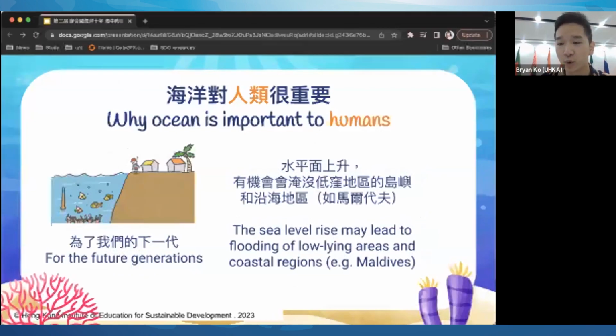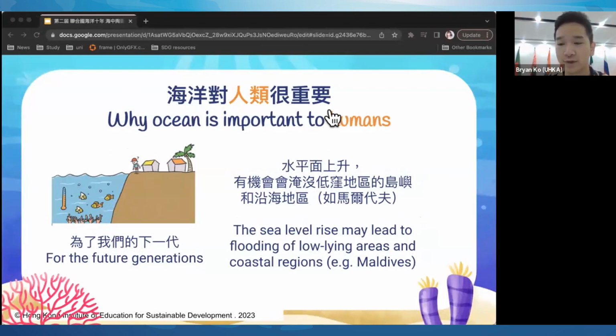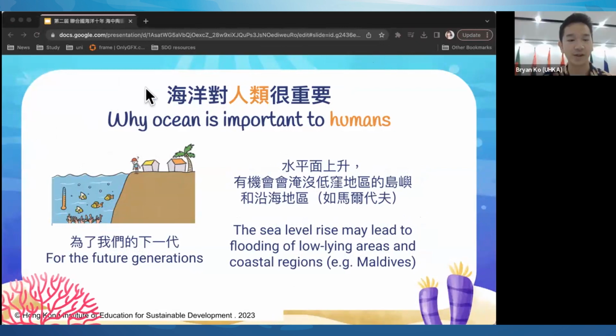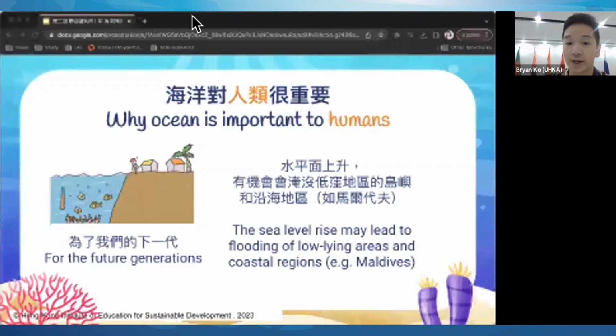Does anyone recall the photo of the polar bear standing on a really small piece of iceberg? Yes. If the iceberg melts, it would also lead to rising sea levels, as I've mentioned. So in the long term, it would lead to flooding of low-lying areas and also coastal regions.